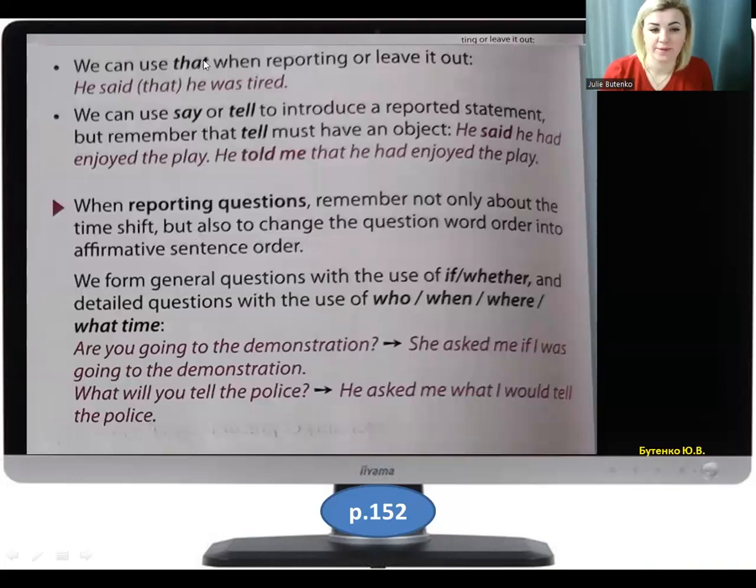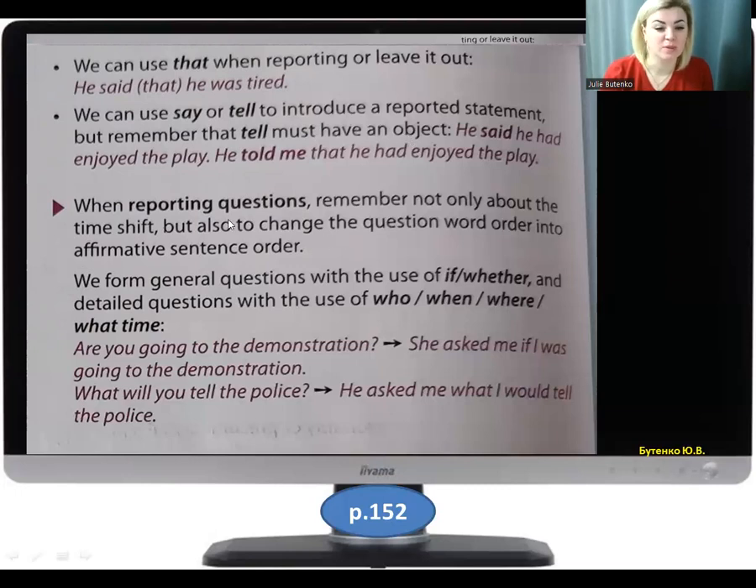We can use that when reporting or leave it out. But Ukrainians maybe need to say that, it helps to make our speaking more comfortable, it seems to me. We can use say or tell to introduce a reported statement, but remember that tell must have an object.